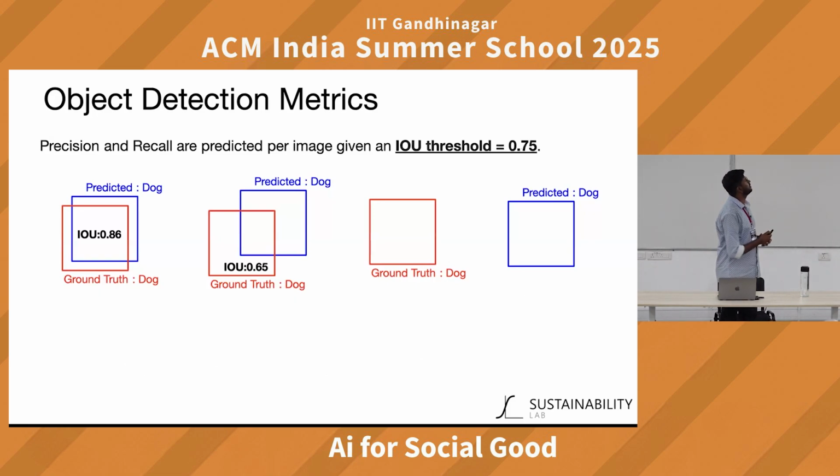Now I change the scenario. Now IOU threshold is 0.75. What about the first image? True positive. What about second one? Does it remain same? Now what does it become? False positive. For example, so this is why I said your IOU threshold matters.